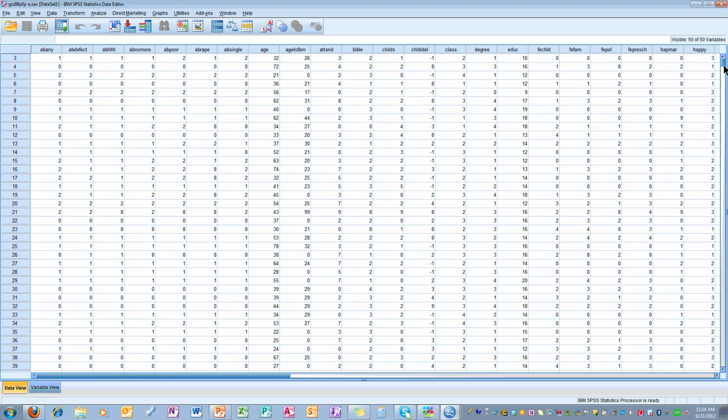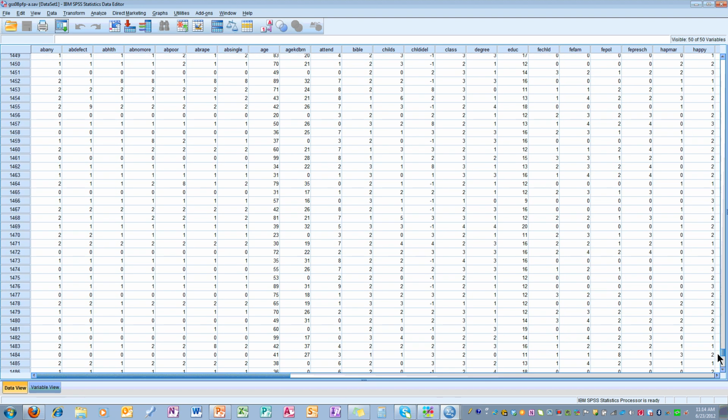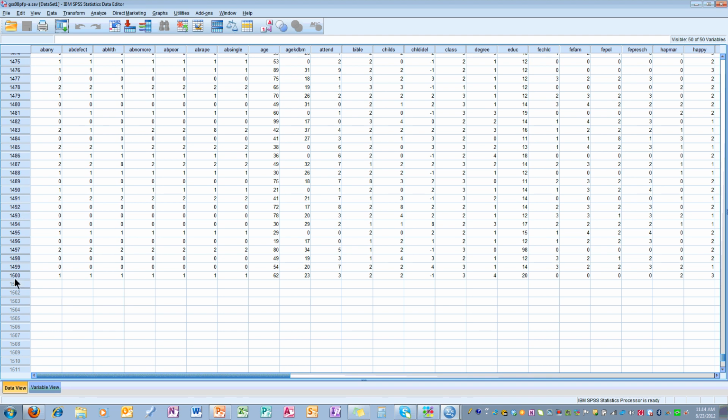And if you just scroll down real quick, all the way down to the bottom of the data, we see that we have 1,500 cases. This is a relatively big database. And essentially what that means is that the opinions of 1,500 people are contained within this database. 1,500 people were asked to respond to the General Social Survey.